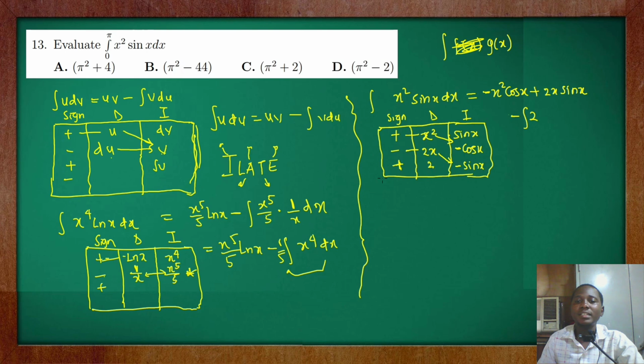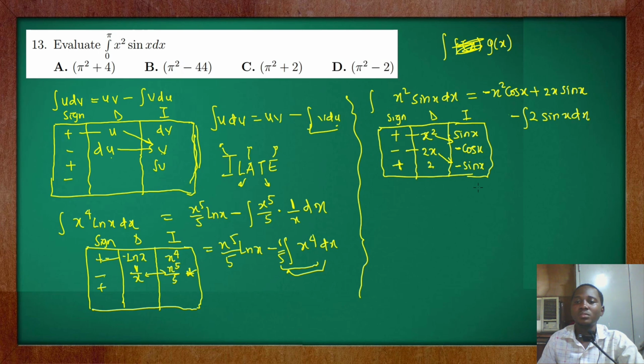You can see that the last expression here is carrying an integral. So the integral of plus times minus will give us what? Minus 2 sine x dx.